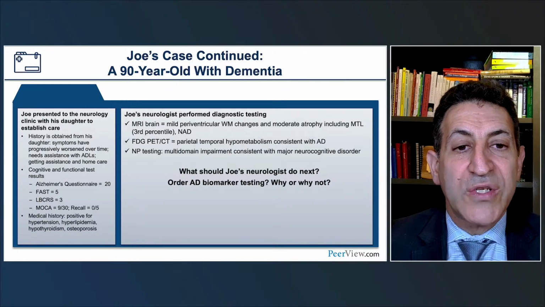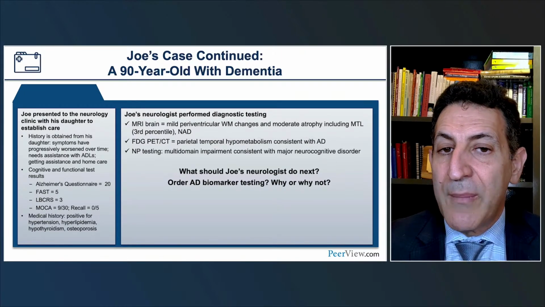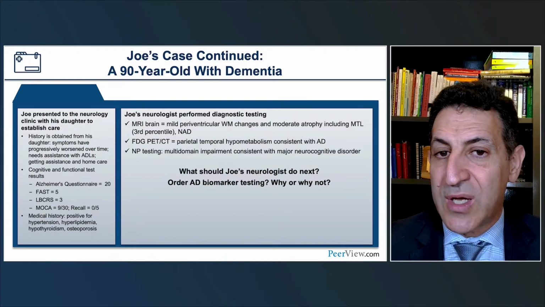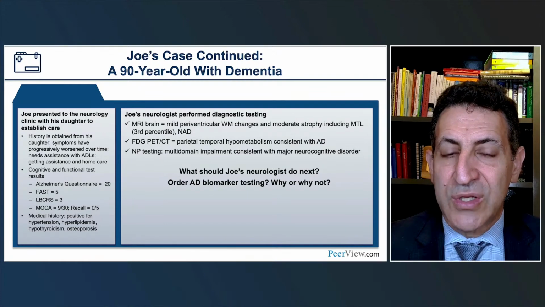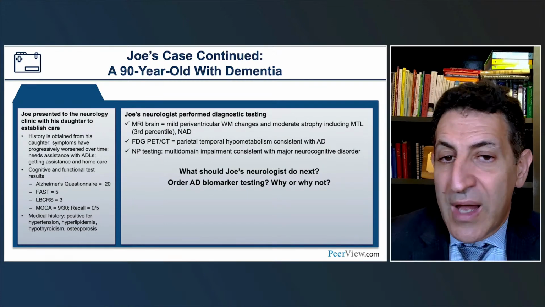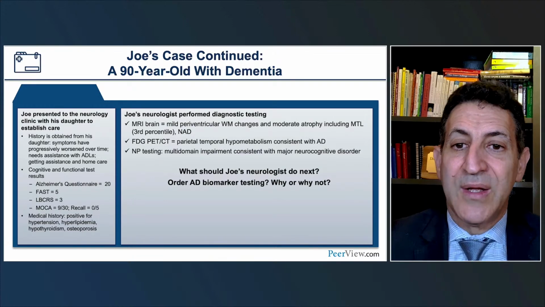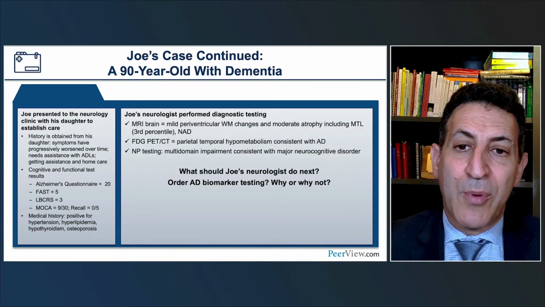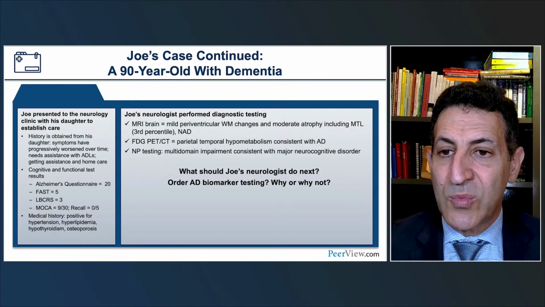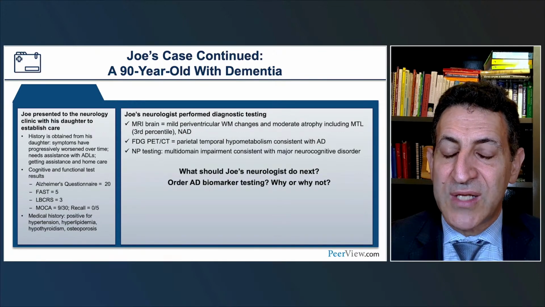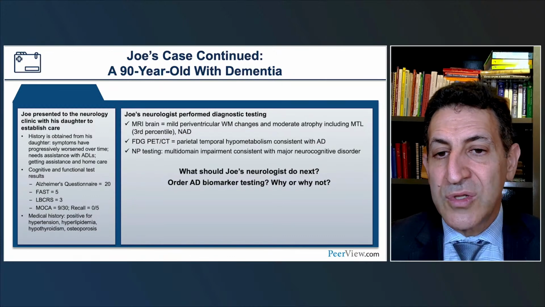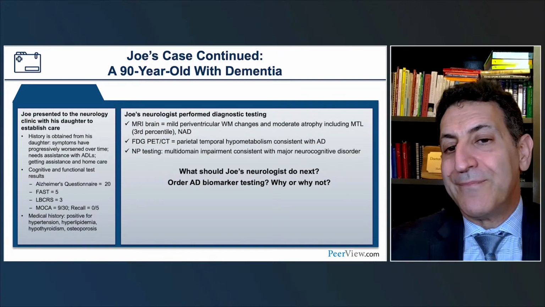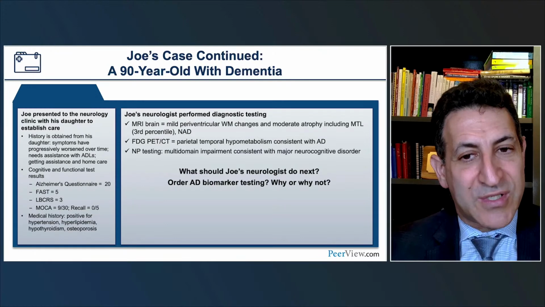So the questions that we're being asked is, MRI shows some medial temporal lobe atrophy, 3rd percentile, which is a proxy marker of neurodegeneration. And, you know, a lot of questions are, would we have even ordered FDG PET? But in this case, the FDG PET shows parietotemporal hypometabolism consistent with Alzheimer's disease, and the neuropsychological testing shows major neurocognitive disorder. So the questions then are to you: would plasma testing be appropriate in a situation like this?